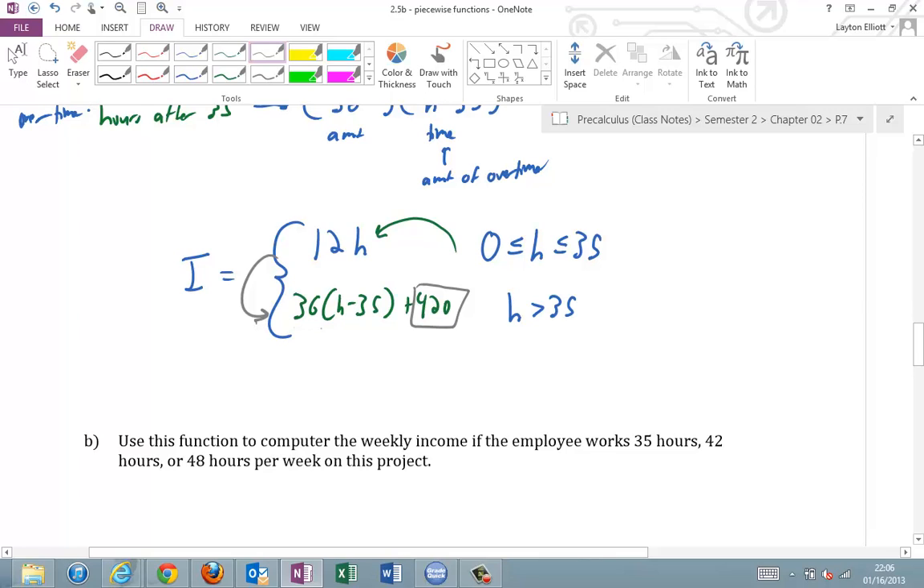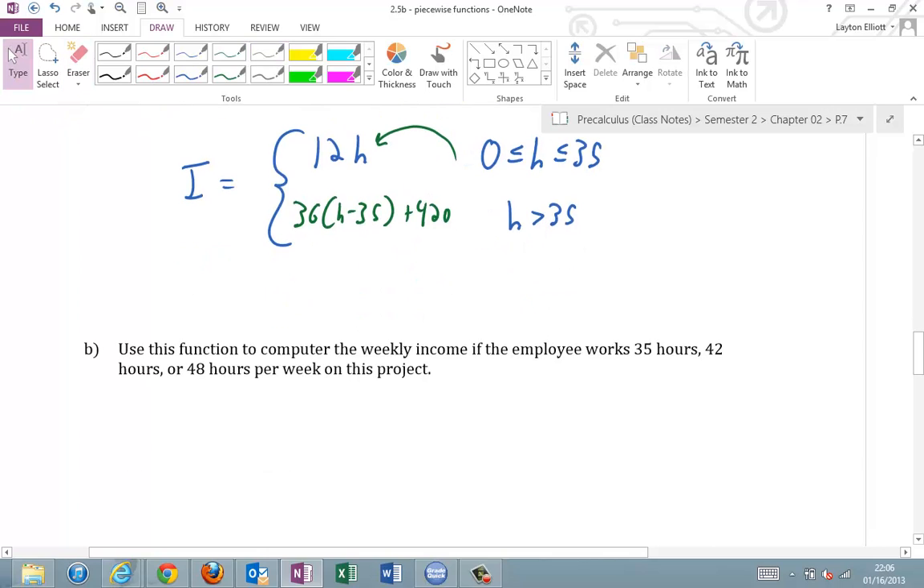But what we're adding on is actually $36 times that, not $12 times that. It's more, it's triple time. So that's the basis of this equation. When we're greater than 35 hours, we already have $420, and we're making this much more.